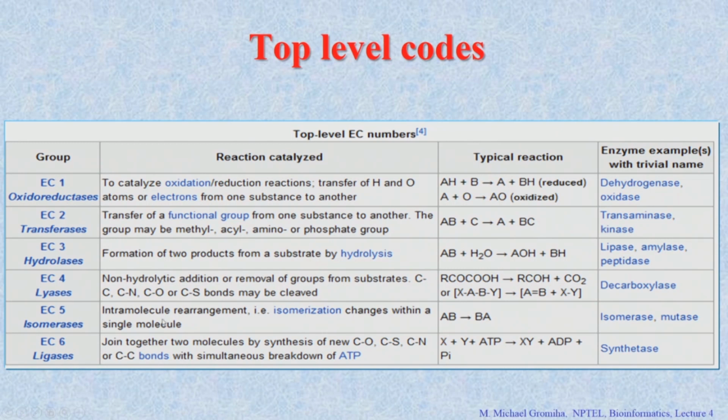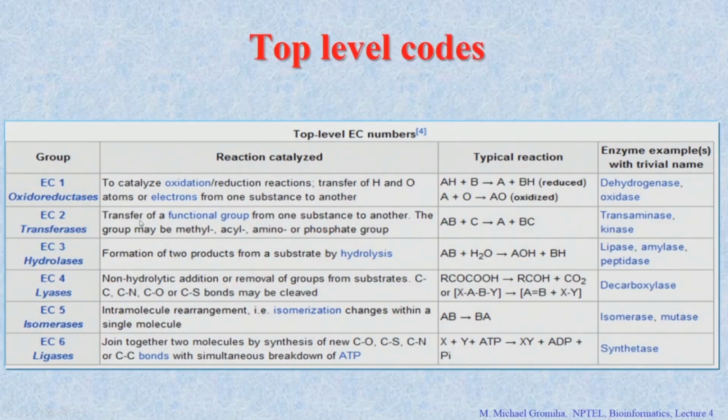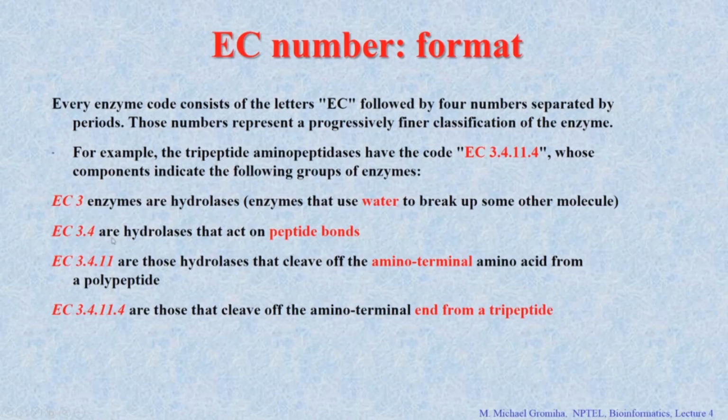Then each top level has subclasses. What is EC3? These enzymes are hydrolases, because they use water to break up other molecules. Then 3.4 means they are hydrolases and they act on peptide bonds. Here the 4 means it is acting on peptide bonds. And then we go to the next level, 3.4.11.